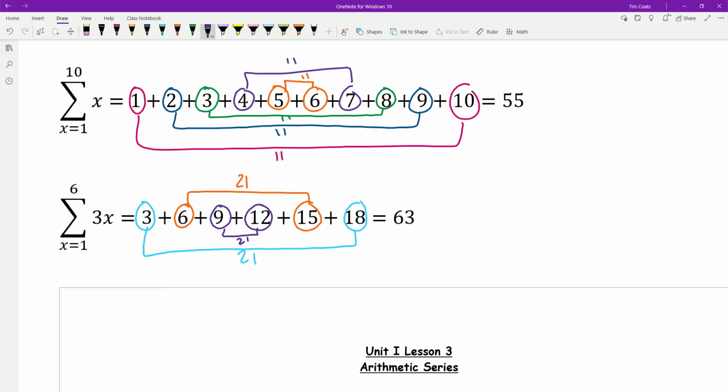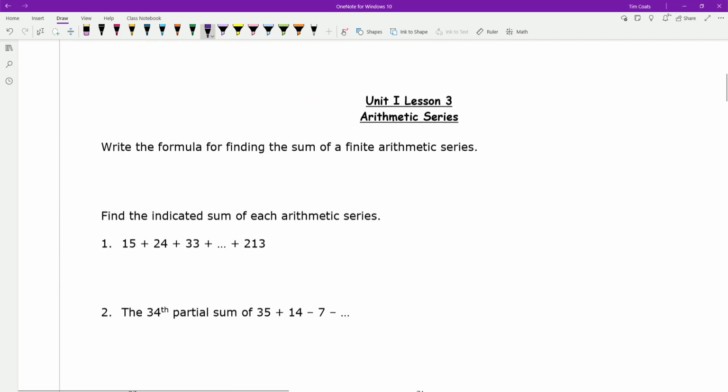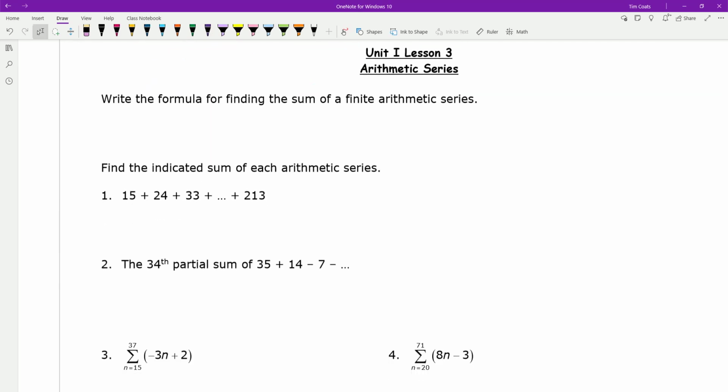So if we look there, could we try to figure out how we could shorten this idea? If I have a sigma notation or I'm looking to sum up some arithmetic sequence, where we have a linear equation, what could we use? And if you notice there, the number of 11s or 21s we have is half of the total number of terms. So that leads us into our idea that there is a formula that we could use to sum up a finite arithmetic series.